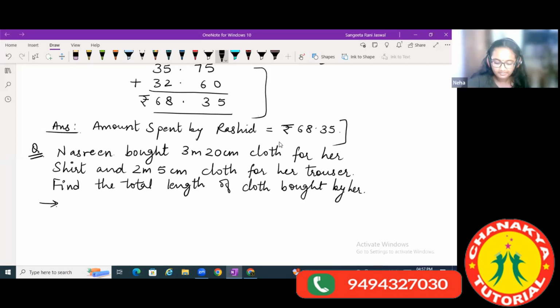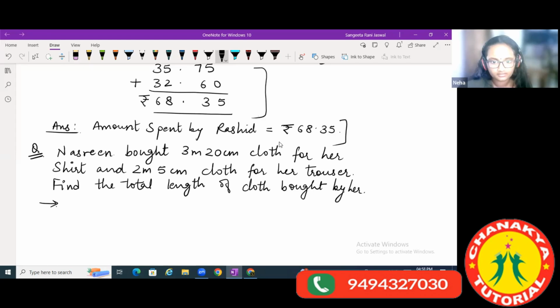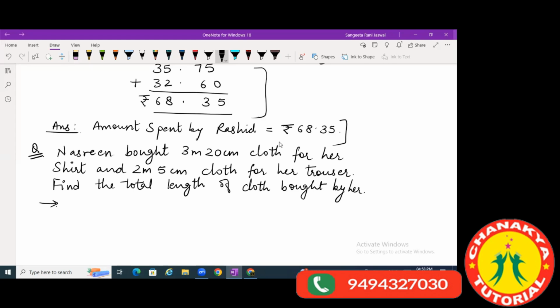Ma'am, the first statement is length of cloth Nasreen bought for her shirt. Okay, your statement is absolutely correct. But one thing is that always make short statements. Whatever the shortest sentence you can make, the statement should always be a short sentence. So you can write, Nasreen bought this much meter cloth for shirt.